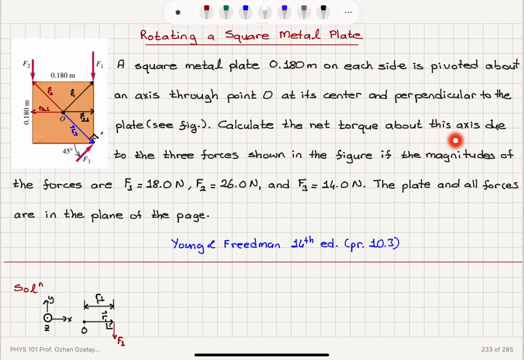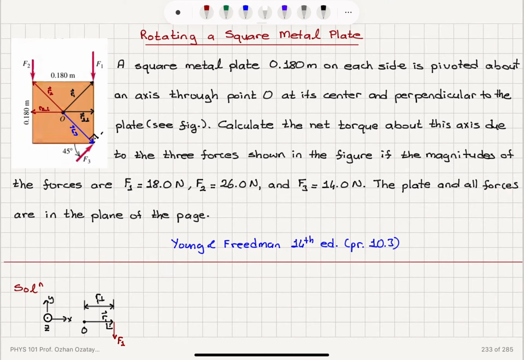Calculate the net torque about this axis due to the three forces shown in the figure if the magnitudes of the forces are F1 equals 18 newtons, F2 equals 26 newtons, and F3 equals 14 newtons. The plate and all forces are in the plane of the page.